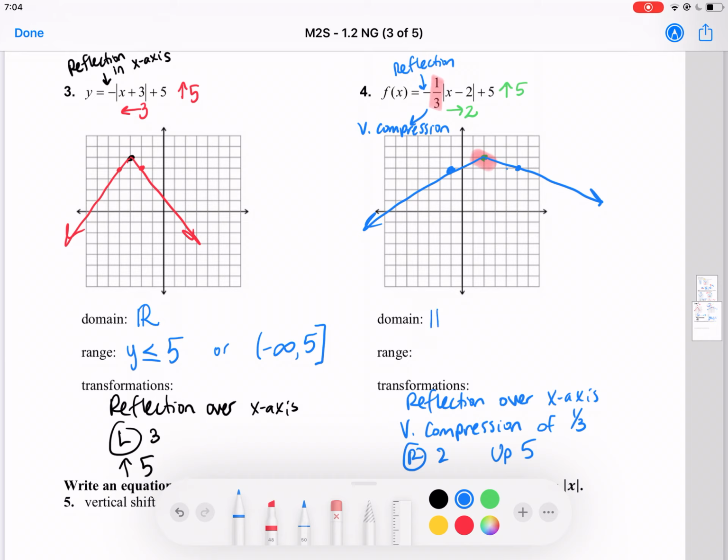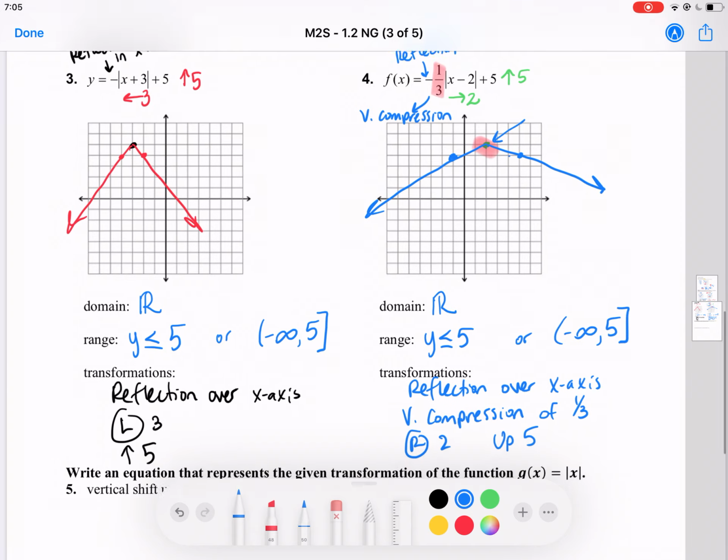So domain is all real numbers. Range, once again, our highest point is 5, so we're going to say y is less than or equal to 5, or you can write it as -infinity to +5 with the little bracket to say we're including it.